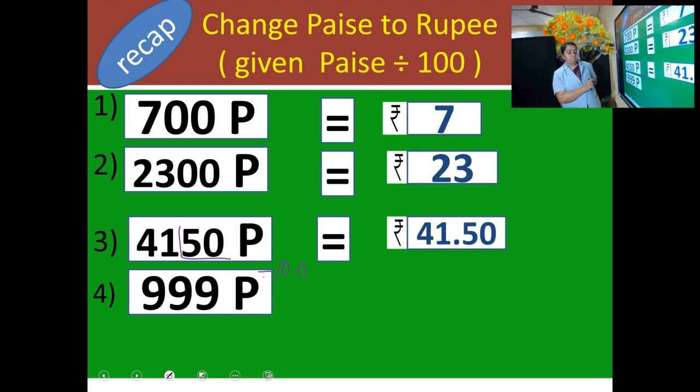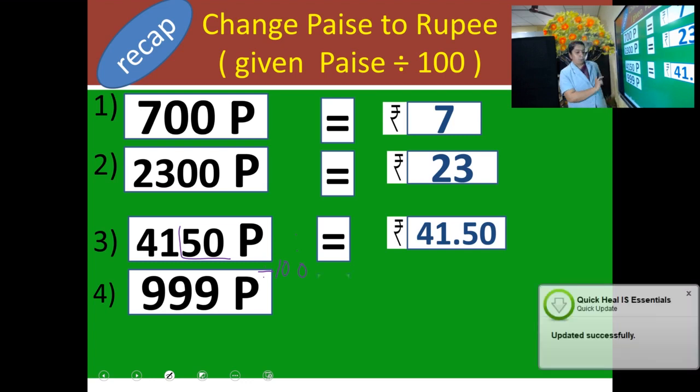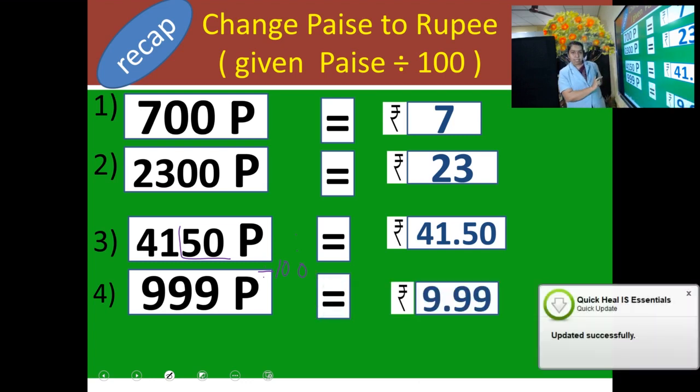999 paisa. Fourth question is 999 paisa. What do you have to do? Divide by 100 means you have to put a point just before the tens place. So what is the answer? Yes, very good. So rupees 9.99.